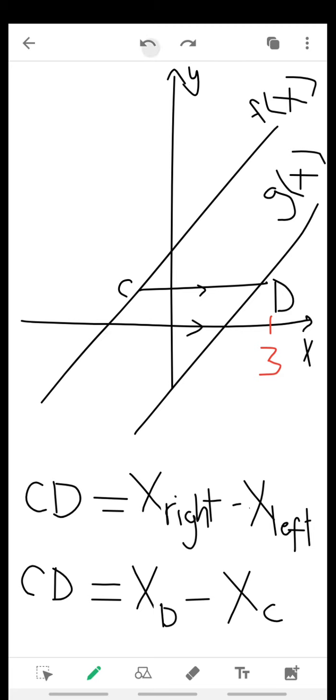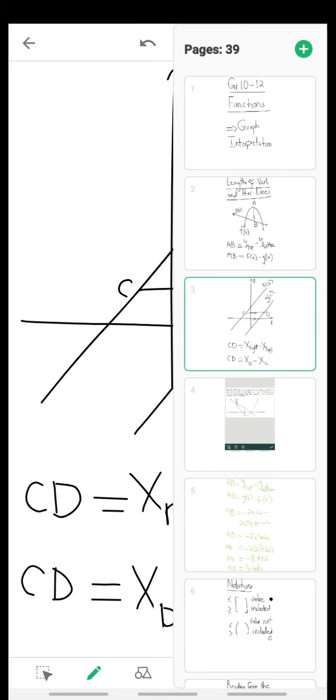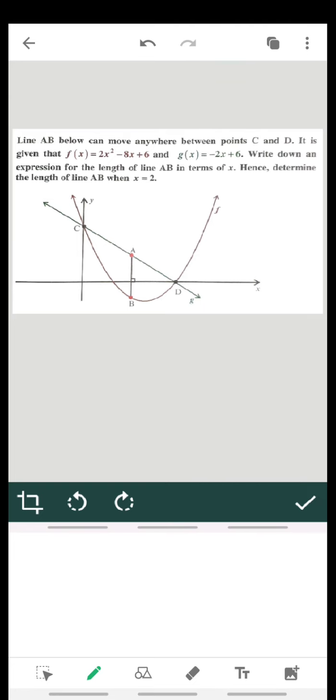These formulas have been written in such a way that they will always give you positive answers when we're calculating length. So CD will be calculated by saying the x value of D minus the x value of C, and that will give us the length of line CD here. Very important. Now I want us to go through an example.